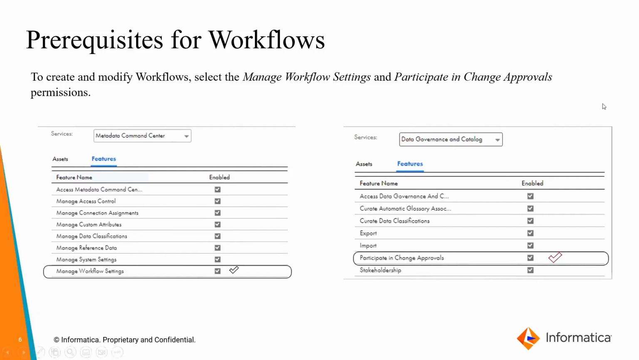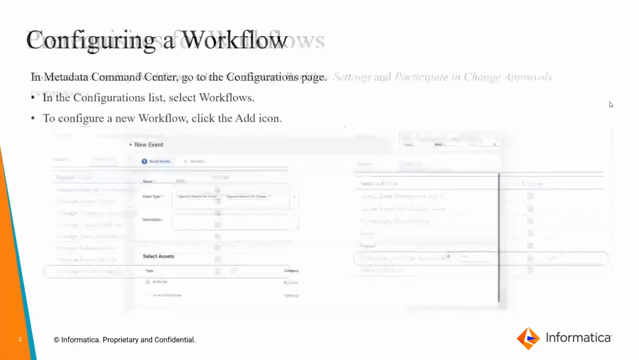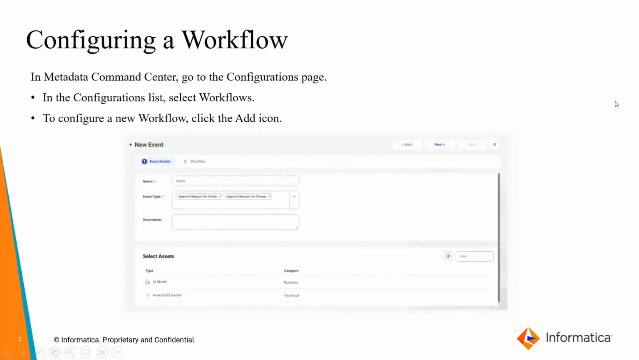Now let's look at how to configure a workflow. In metadata command center, go to the configurations page. In the configurations list, select workflows. To configure a new workflow, click the add icon. Then the following new workflow page will come up. Specify the following details. Name. Enter the event that triggers the workflow.